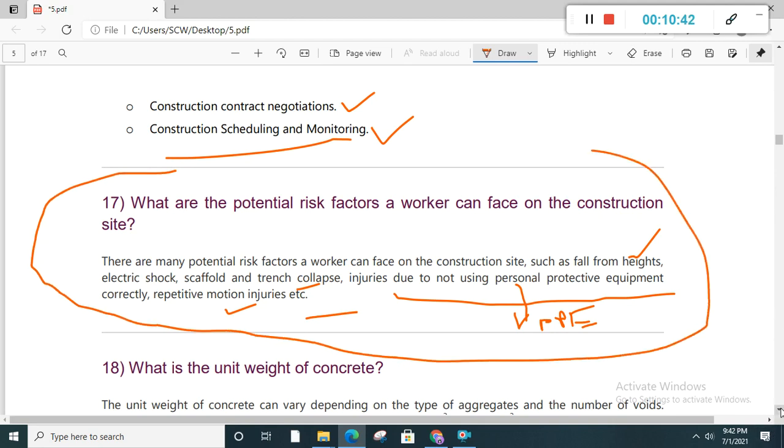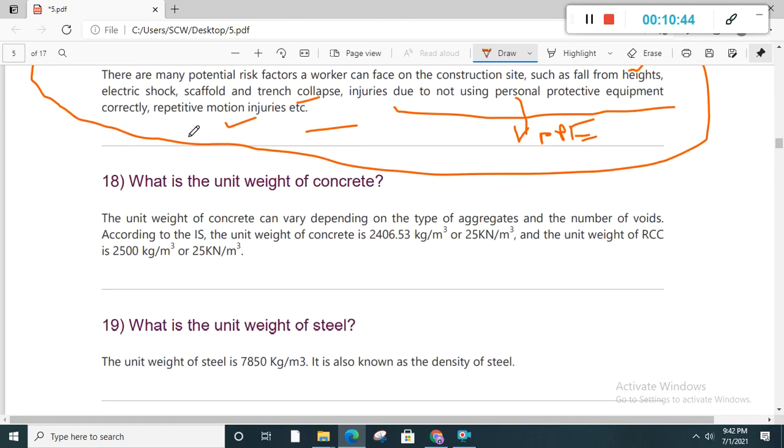So in the next part of our lecture, that is lecture number 28, we'll go for the next question from question number 18, that is unit weight of the concrete, how much the unit weight of concrete is, and we will discuss that.